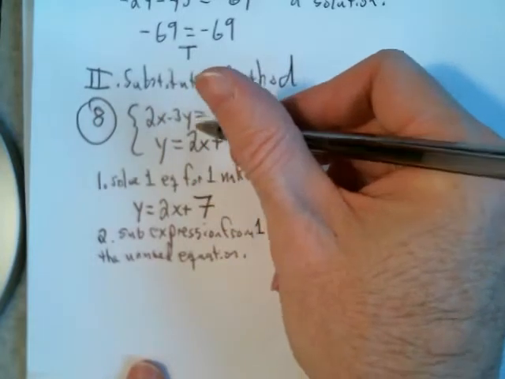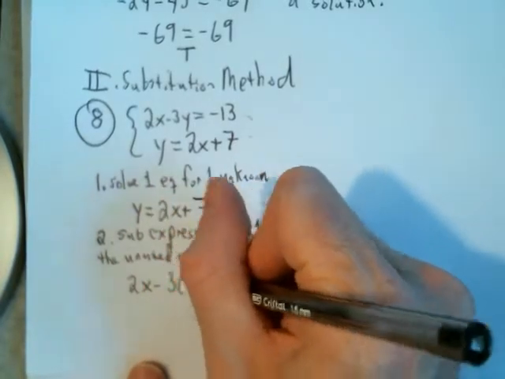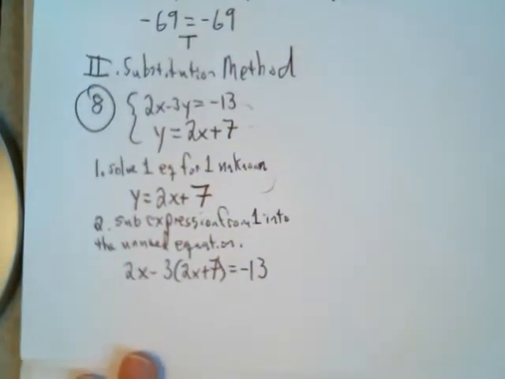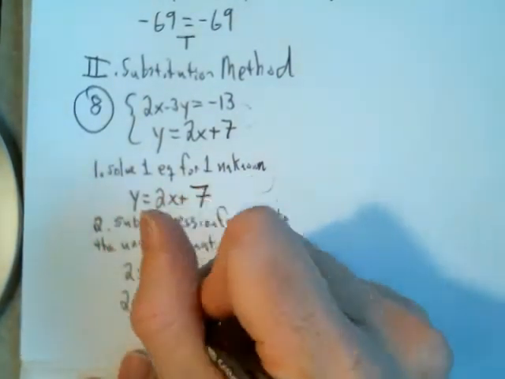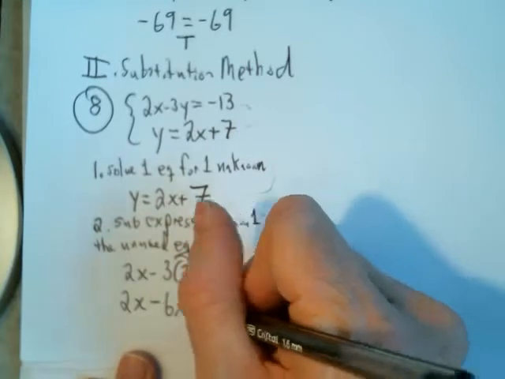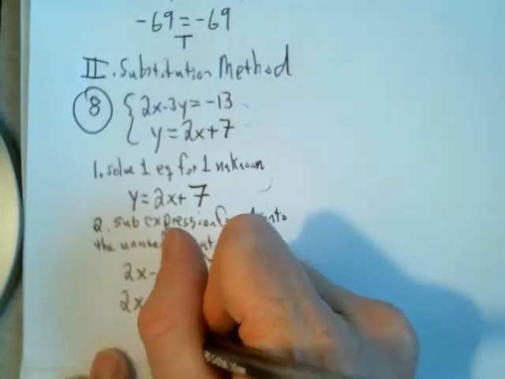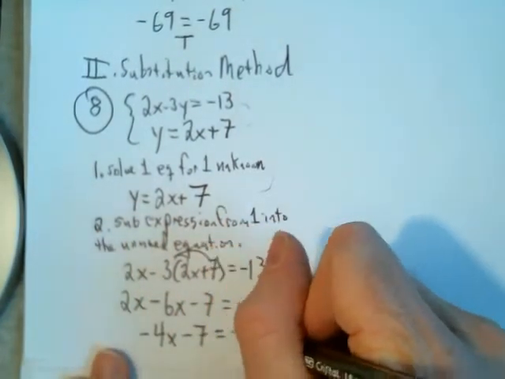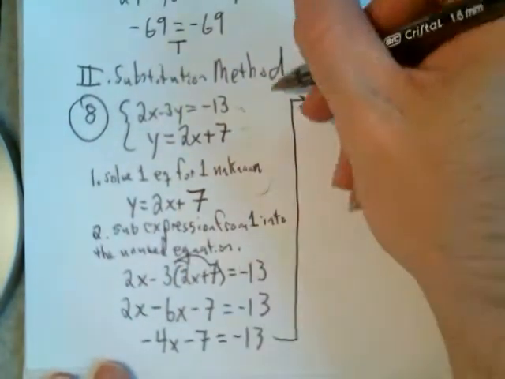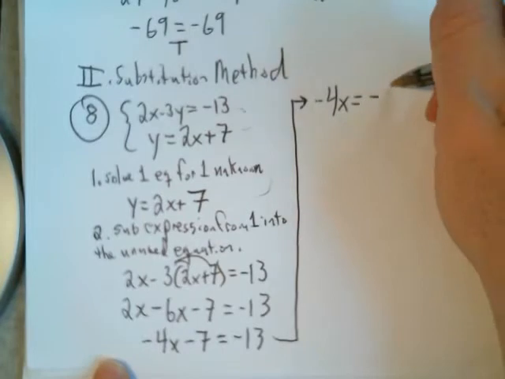Plugging it in, wherever you see a y, you're going to put parentheses 2x plus 7. So I'll have 2x minus 3 times (2x plus 7) equals negative 13. Then you're working with a linear equation in one unknown, and we know how to solve this from previous classes. So 2x minus 6x minus 7 is negative 13. Then we have negative 4x minus 7 is negative 13. Add 7 to both sides, so I have negative 4x equals negative 6.